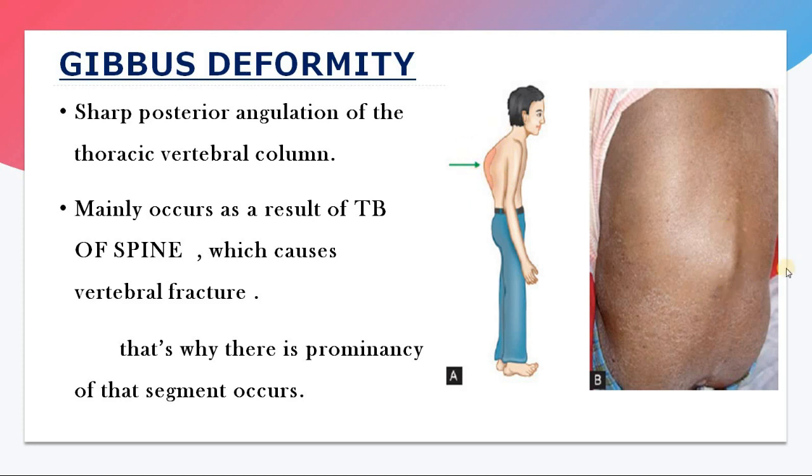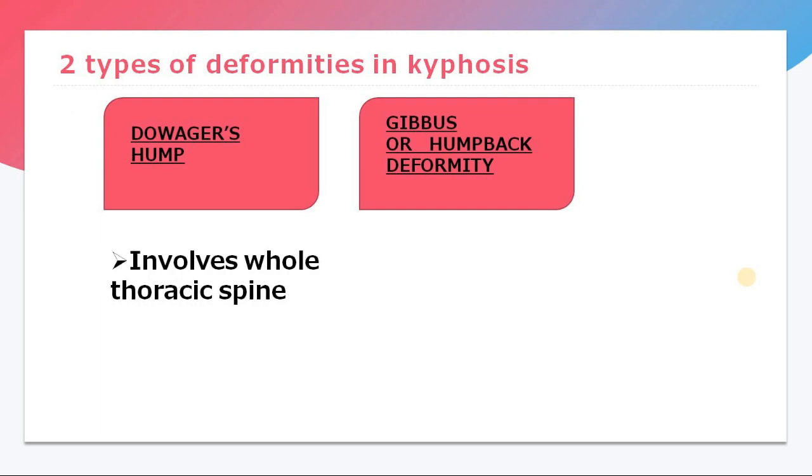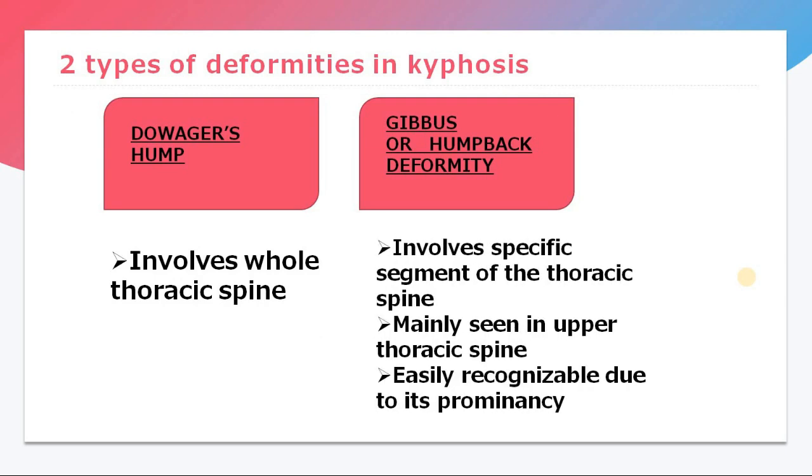So what is the difference between the Dowager's hump deformity and the gibbous deformity? The Dowager's hump deformity mainly involves the whole thoracic spine, whereas in the gibbous deformity a specific segment of the thoracic spine is involved, mainly seen in the upper thoracic spine, and it is easily recognizable due to its prominence, as you previously saw in that picture.